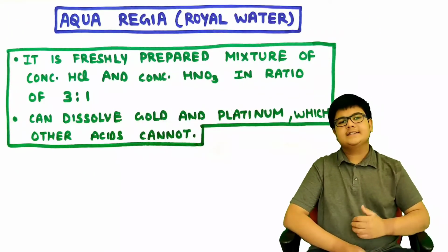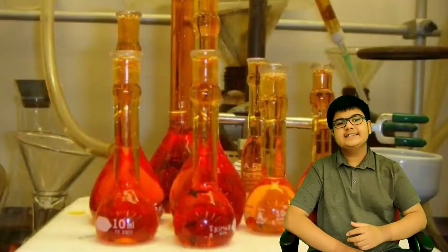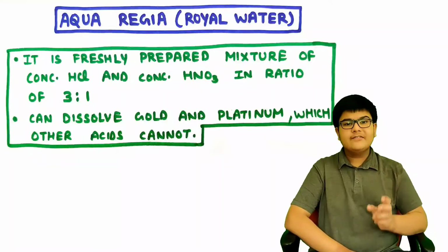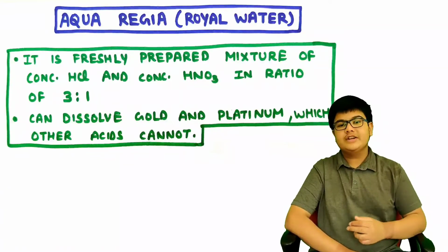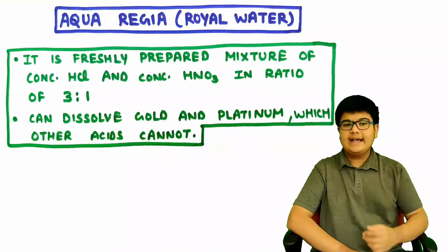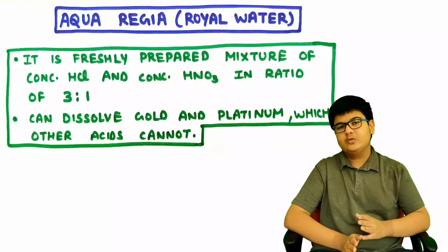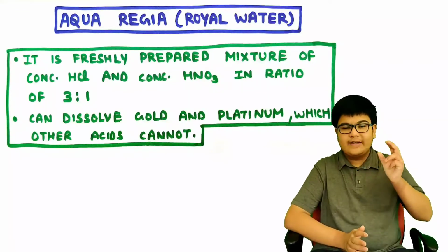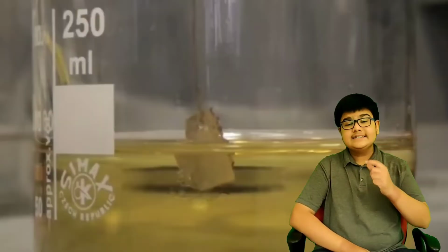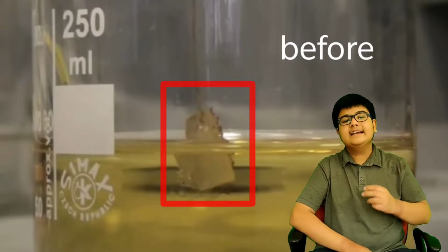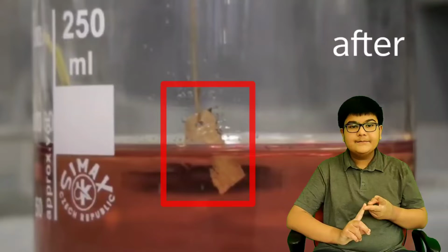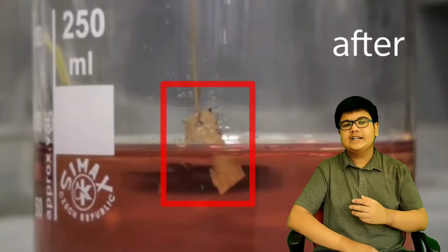Now let us discuss a very special acid which is aqua regia or royal water. This is a freshly prepared mixture of concentrated hydrochloric acid and concentrated nitric acid in the ratio of 3:1. So we take 3 parts of HCl and 1 part of HNO3 to form aqua regia. And this is a very special acid as it can dissolve metals such as gold and platinum, which the other acids cannot.